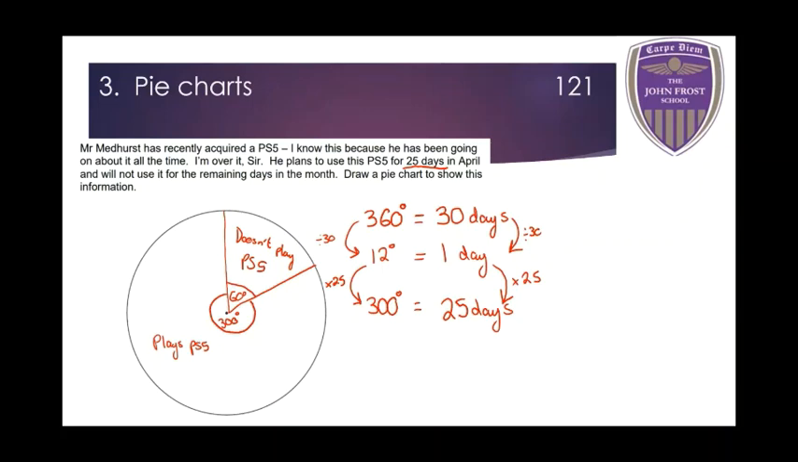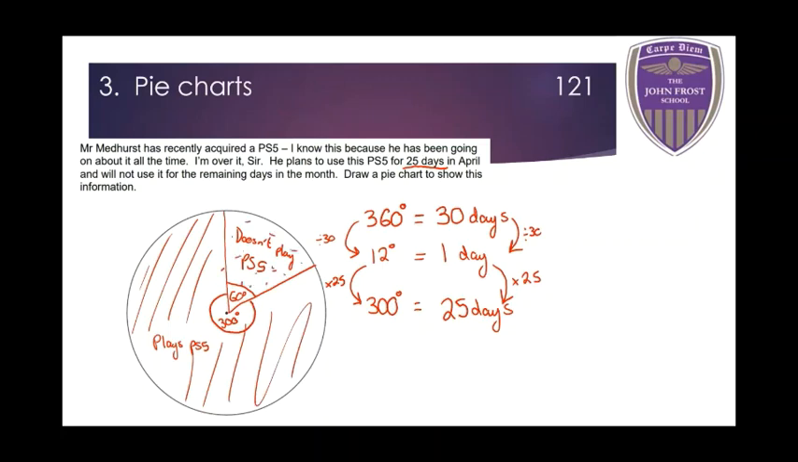PS5. Okay, and in an exam, you could feel free to color. So you could do one in stripes, and you could do the others with dots. And all you'd have to do is make a little key telling the examiner that the lines is plays PS5 and the dots is doesn't play PS5. Okay.